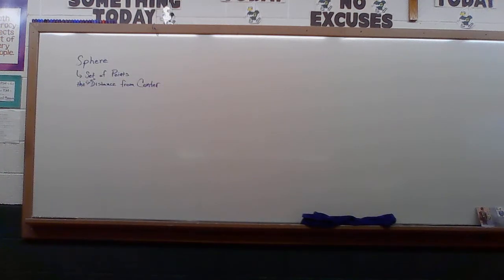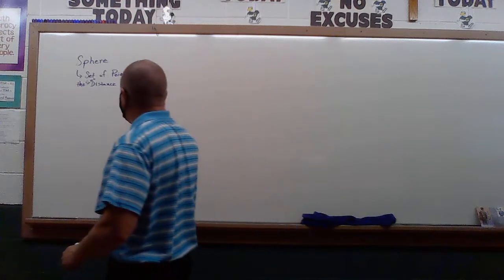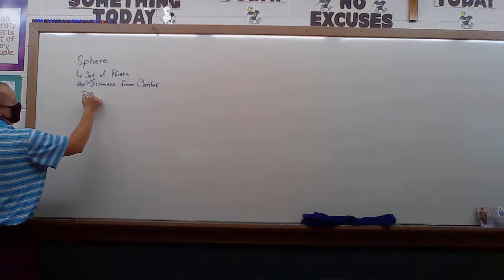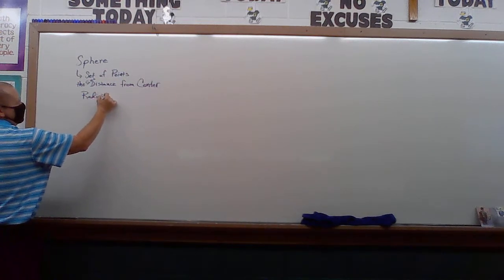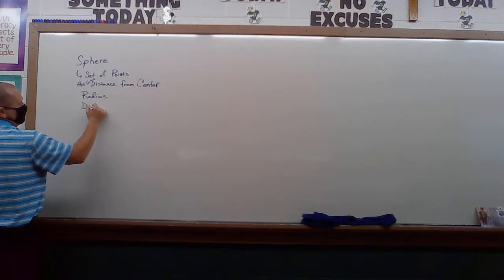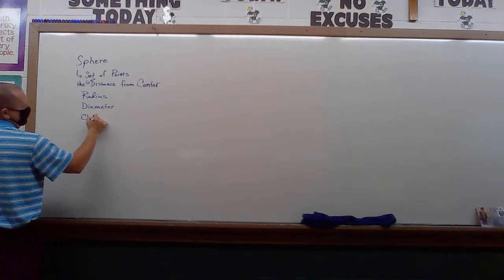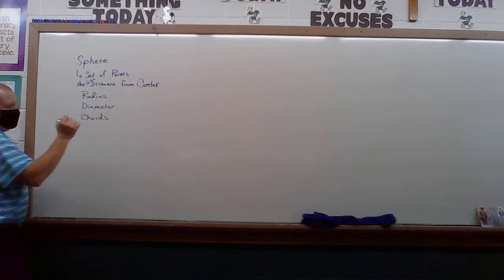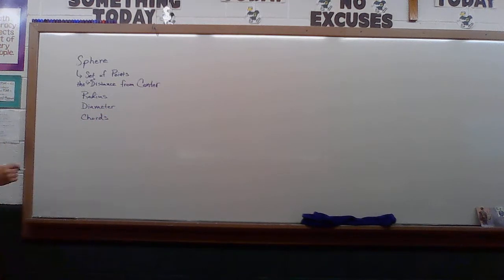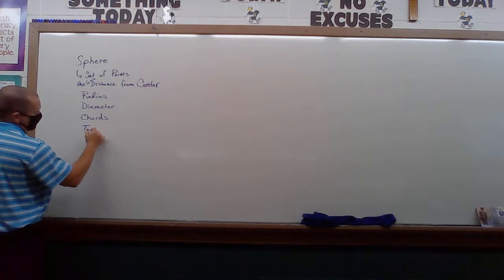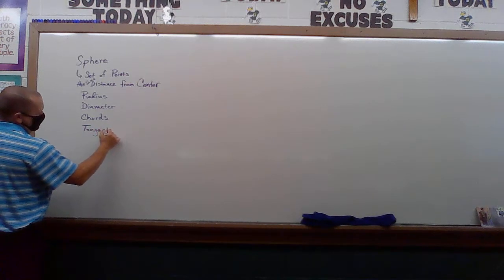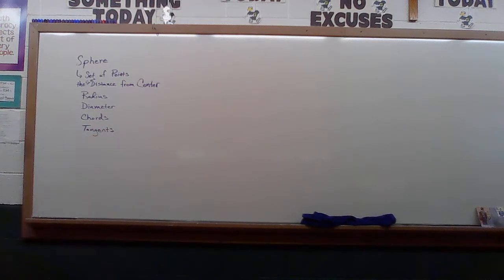So what were some vocab words we had in our circle the first time? Yep. So we still have a radius. We still have the diameter. We still have chords. Okay. Tangents. So you know what all those are?